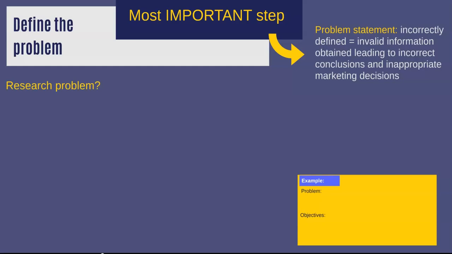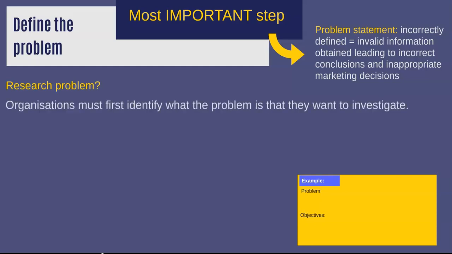Now, what is a research problem? Organizations must first identify the problem that they want to investigate. Coke, for example, wanted to find out, is there a gap in the market for a specific carbonated drink in terms of a line extension for the existing Coke product? That is the problem that they identified. There's a need for a carbonated drink tasting like Coke that does not use artificial sweetness, but a natural product. So that's a problem. There's not a product like that. Now you have the problem.